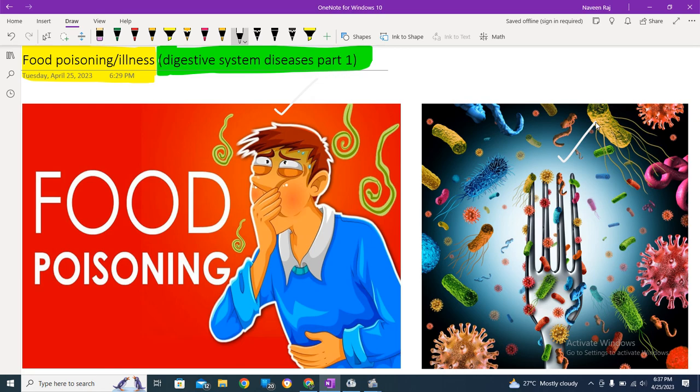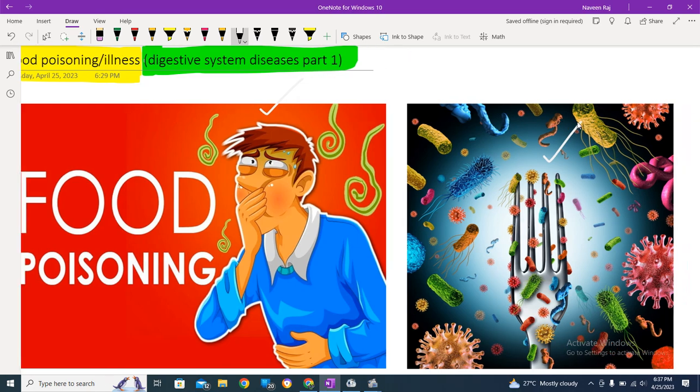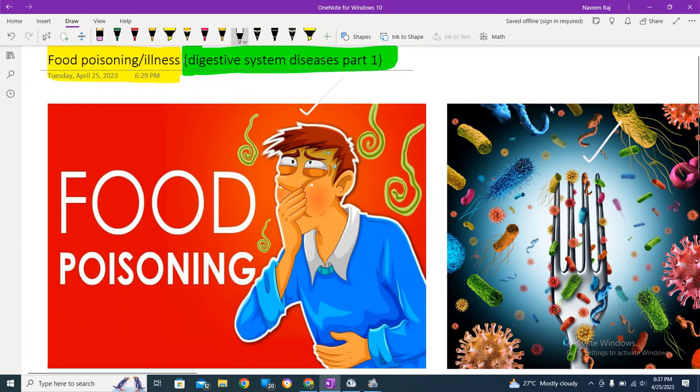Starting with this, we have different slides, but before moving to that, I just want to give you the basic concept of food poisoning. Of course, as I said before, this is also called illness. Some people might wonder whether food may be toxic or poisonous to us. Yes, maybe not the food itself, but the microorganisms stuck to it.